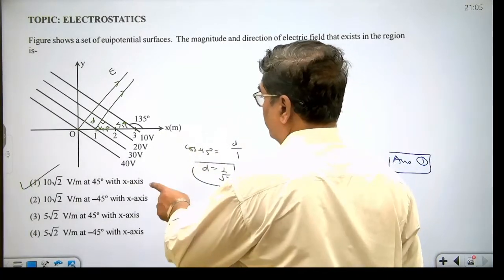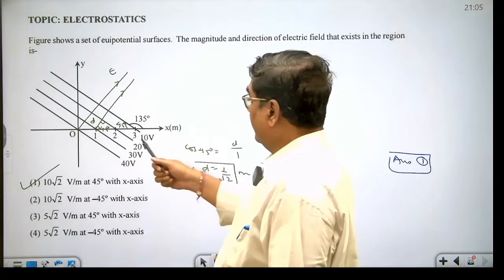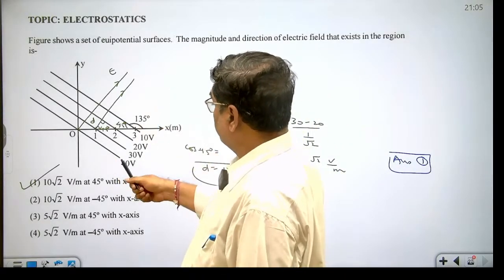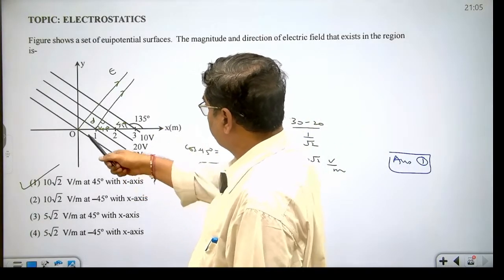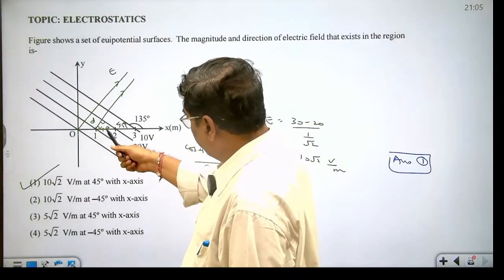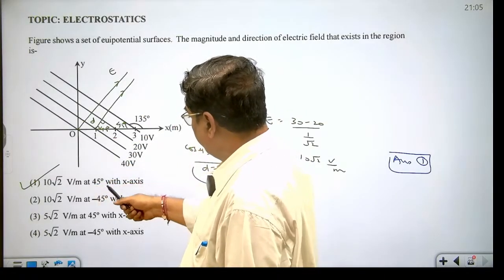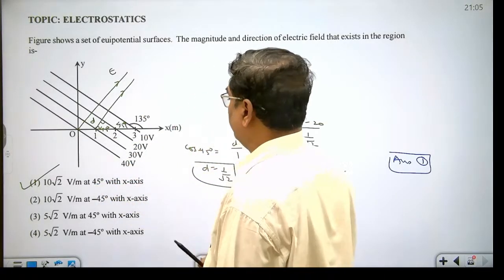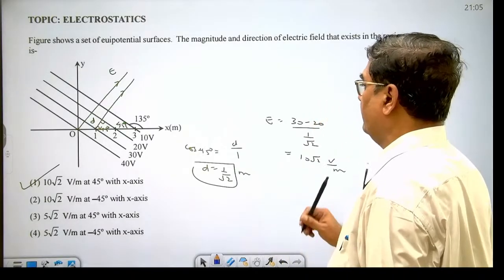This is a very important thing you should know. In the direction of the electric field, electric potential decreases. Here electric potential decreases, so this is the direction of the electric field, and according to trigonometry, this angle is positive, positive axis. 10 root 2 volt upon meter at 45 degrees with the x-axis. This is the value of the electric field.